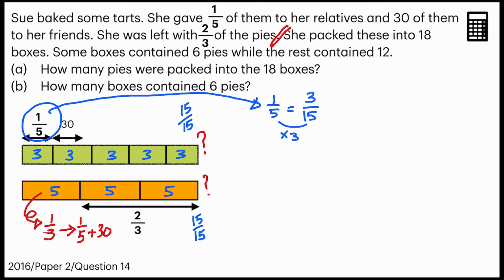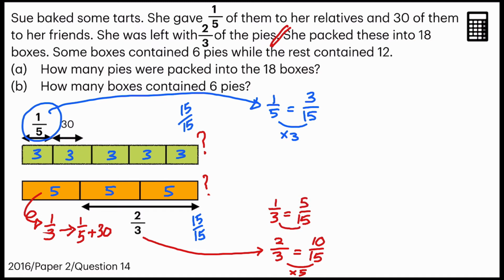And then the next part, I'm going to change this 2/3 into out of 15 as well. So times 5. Okay, so what else can we infer? We need to find out this 30 tarts. It's equals to how many units? Okay, let's take a look. 1/5 and 30 is the same as this 1/3. So I need to change this 1/3 into 15, which is multiplied by 5 and 5.